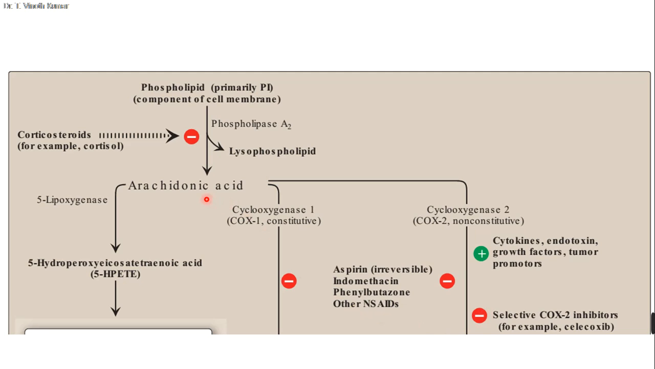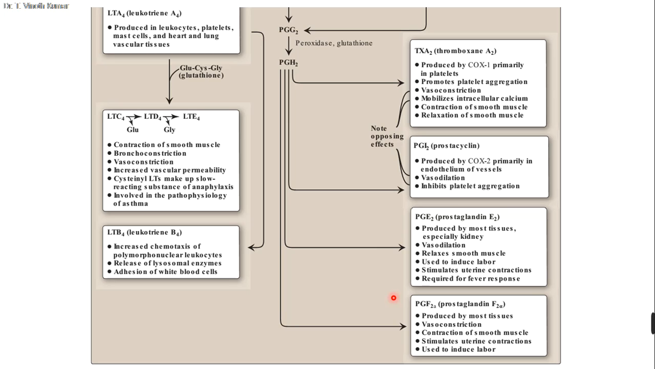So this is arachidonic acid. The corticosteroids will inhibit the synthesis of arachidonic acid. This is a very, very important system. The corticosteroids, especially cortisol, inhibit liberation of arachidonic acid. And arachidonic acid is the primary substance involved in the synthesis of 5-HPETE, that is for leukotriene synthesis, and in cyclooxygenase 1 and cyclooxygenase 2 action. That will form two further substances, that is PGG2. From PGG2, that will form PGH2, and PGH2 forms thromboxane A2, prostaglandin I2, prostaglandin E2, and prostaglandin F2 alpha.